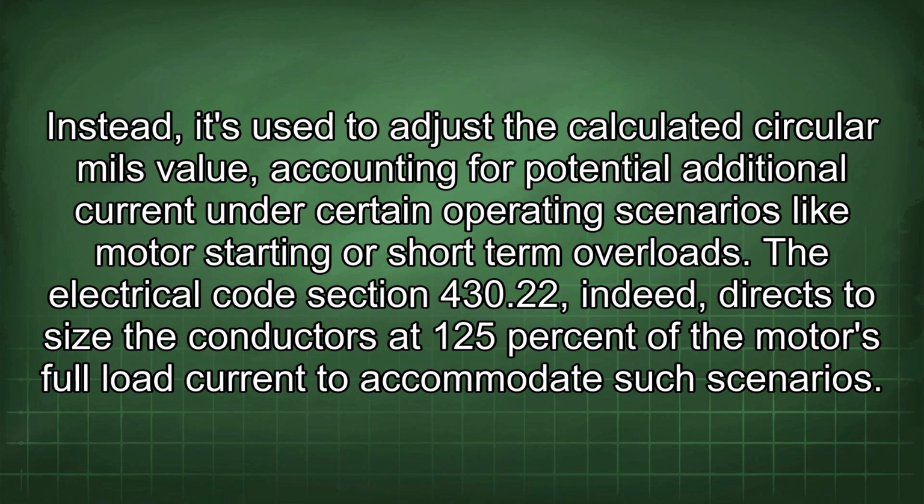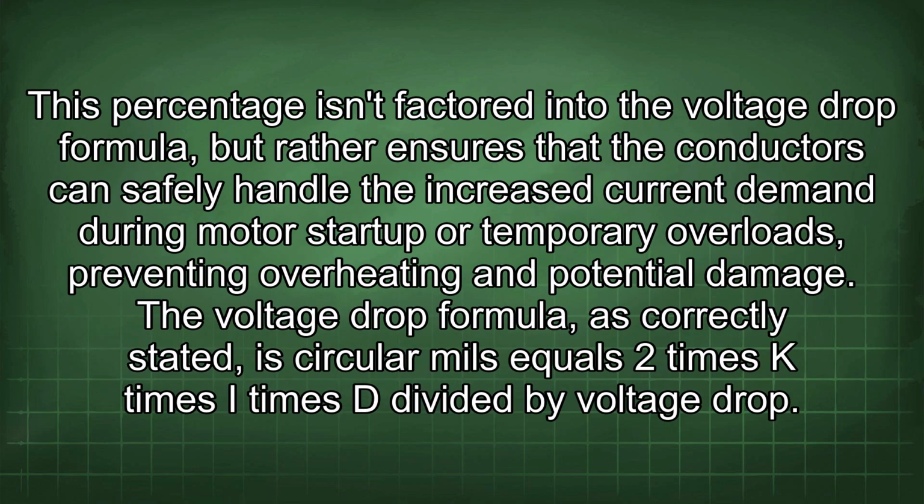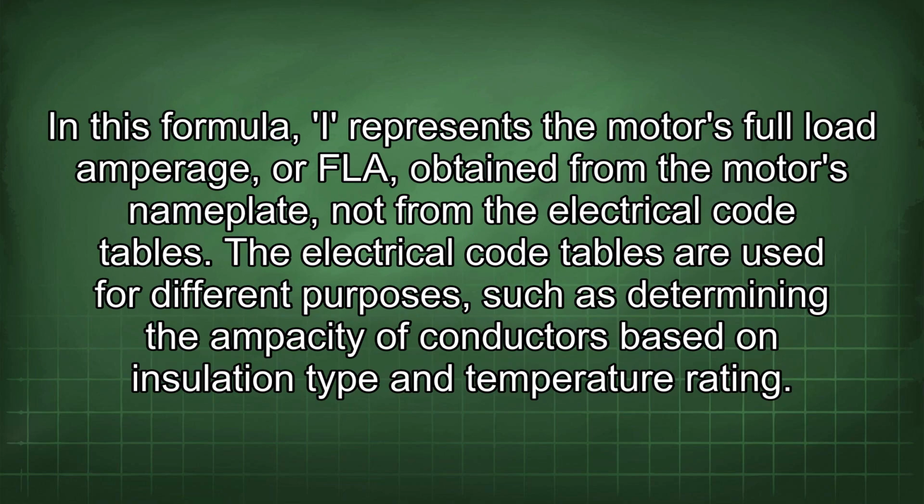The electrical code section 430.22 indeed directs to size the conductors at 125% of the motor's full load current to accommodate such scenarios. This percentage isn't factored into the voltage drop formula, but rather ensures that the conductors can safely handle the increased current demand during motor startup or temporary overloads, preventing overheating and potential damage. The voltage drop formula, as correctly stated, is circular mils equals 2 times K times I times D divided by voltage drop. In this formula, I represents the motor's full load amperage, or FLA, obtained from the motor's nameplate, not from the electrical code tables.